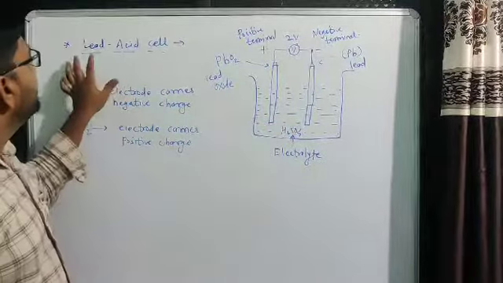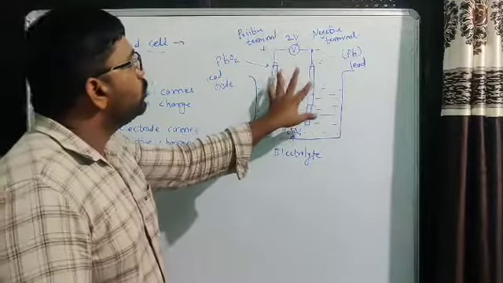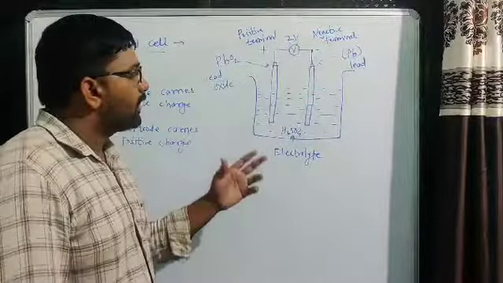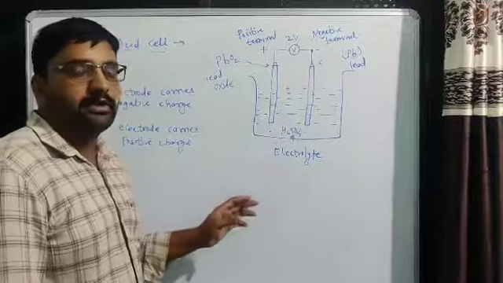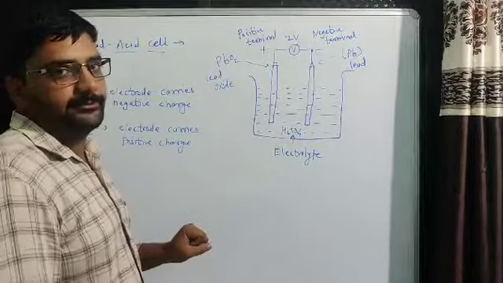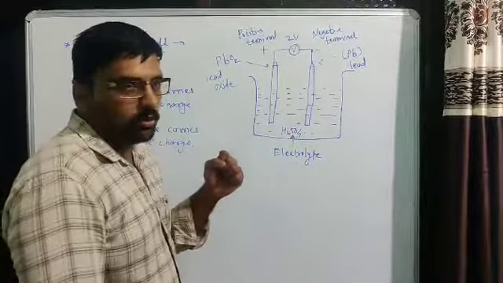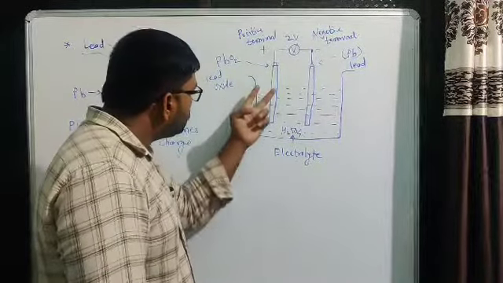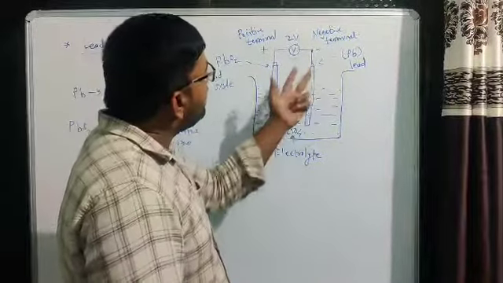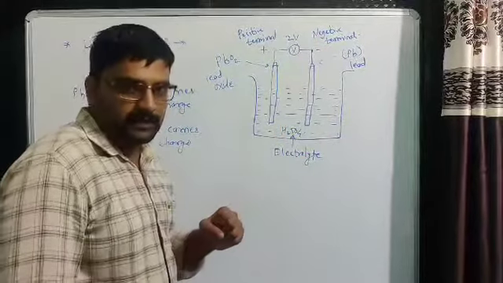In this, a lead and acid combination is there. The two electrodes are one of lead oxide and one of lead, and H2SO4, that is sulfuric acid, is used as an electrolyte. The lead oxide electrode is used as the positive terminal of this cell, and the lead electrode is used as the negative terminal.